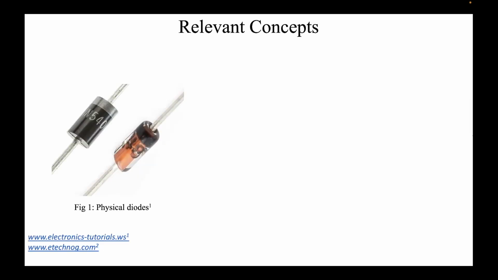In this figure, you can see some physical diodes. These are available in the markets. You might have seen them in the labs. We'll be interested in seeing how to model these diodes. What is a model? See, a diode is an electronic device. It's not a straightforward device like a resistor. We call them active devices.